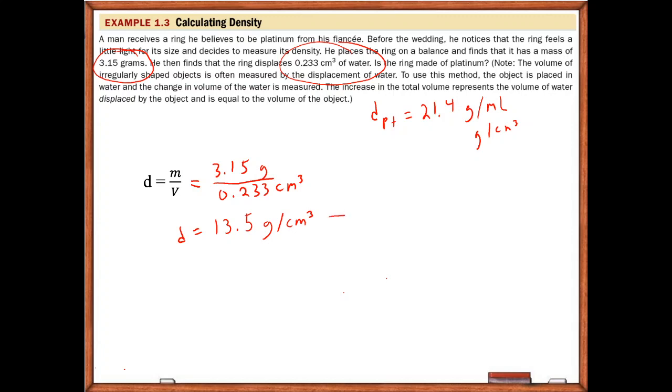Which is not equal to 21.4 grams per centimeter cubed, which is the density of platinum. So what the question asks us here is, is the ring made of platinum? We would say no. We could just say the density is too low. So that's how you would solve that problem.